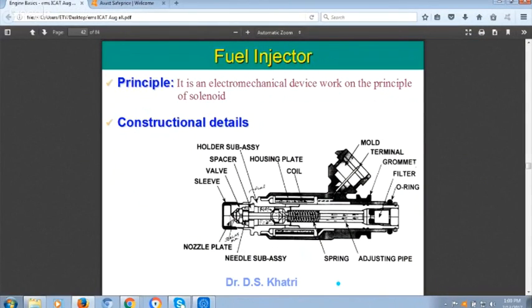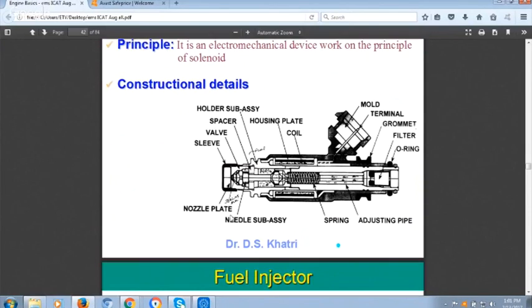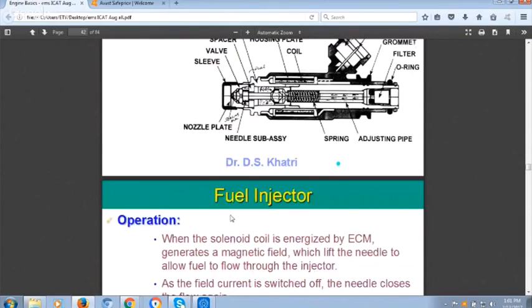So because of the spray pattern, the engine tells me whether the spray angle should be 15 degree, 20 degree, 30 degree, or 40 degree. Location of the injector, orientation of the injector, and spray angle of the injector play a very vital role in mixture preparation. So the injector is clear. This is the cut section.